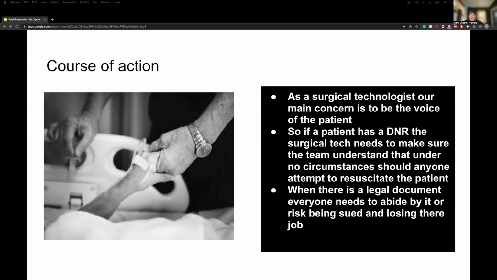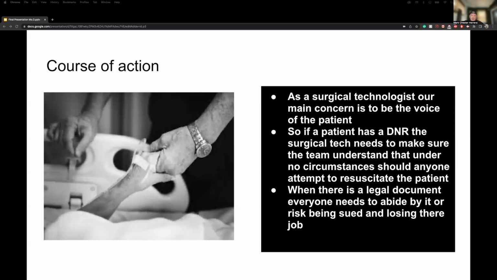If a patient has a valid DNR order, the surgical team should not initiate resuscitation measures unless there is a valid reason to override the DNR order. The expected outcome in this situation is that the patient's wishes are respected. The surgical team acts in accordance with the DNR order.